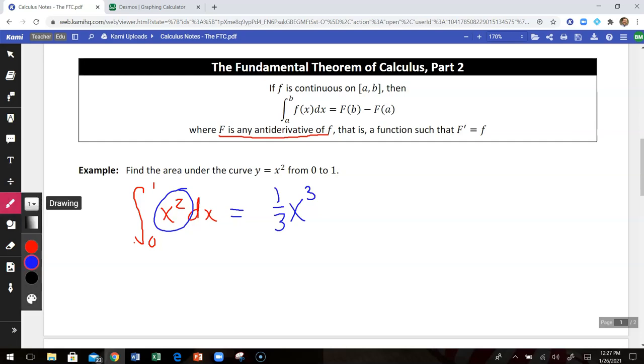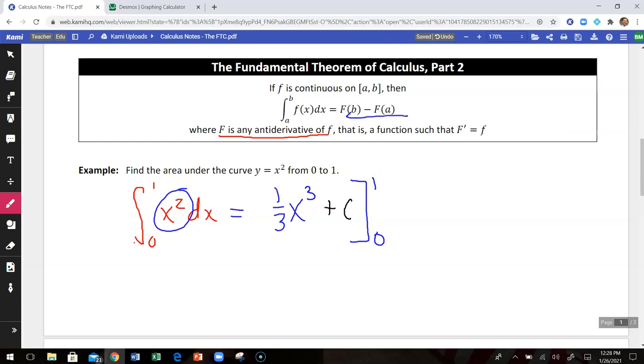Okay, so this is going to be something that you don't actually need to do moving forward, but I'm going to show you that here. So I'm going to do the antiderivative, which is 1/3 x cubed plus c, and then I'm going to evaluate that from 0 to 1. So the way I'm going to show that is I'm going to put a bracket here, and I'm going to say from 0 to 1. And then if you look at what we're going to do next, it's going to be evaluate that antiderivative at b and then a. So I'm going to evaluate it by plugging in 1, and then evaluate by plugging in 0, and I'm going to subtract those two answers.